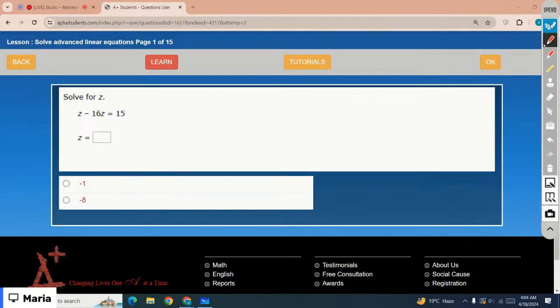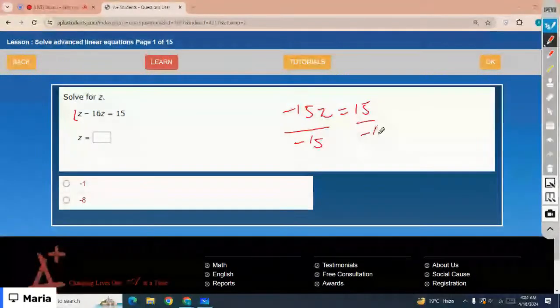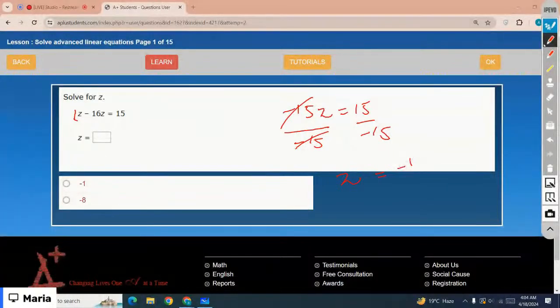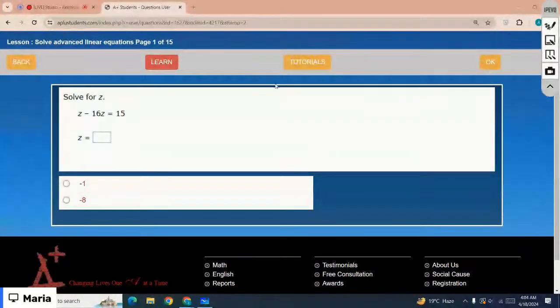So you have to do Z minus 16, right? That means you have to do 1 minus 16. So when you subtract a greater number from a smaller one, the answer is always negative. That will be negative 15, Z equals 15, right? Now because you need to calculate the value of Z, you need to divide both sides by negative 15. Negative 15 cancels out, you are left with Z equals negative 1, right? So the solution for this equation is negative 1. Option number 1 is the correct option. Got it? That is Z equals negative 1.